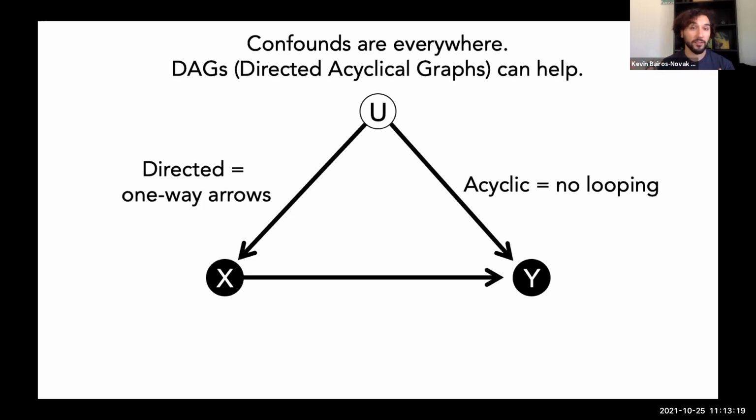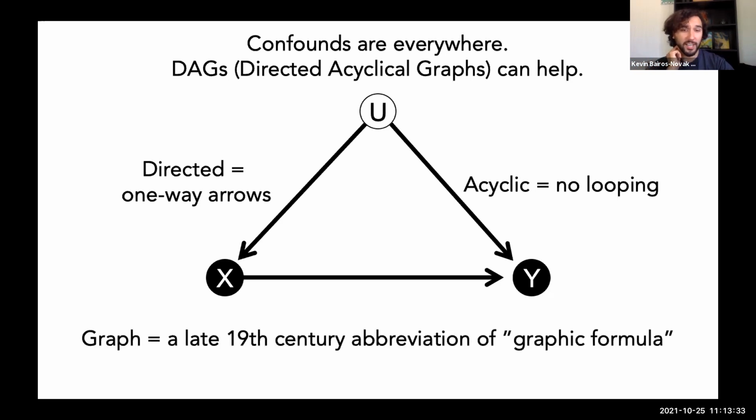And remember, there can be a lot of these different confounds. There doesn't have to be just one U. There can be U's affecting things. There can also be things affecting U and going through U to affect Y as well. But as long as we have these extra paths, it's going to be an issue. And graph, of course, is a late 19th century abbreviation of graphical format. I just added that in.